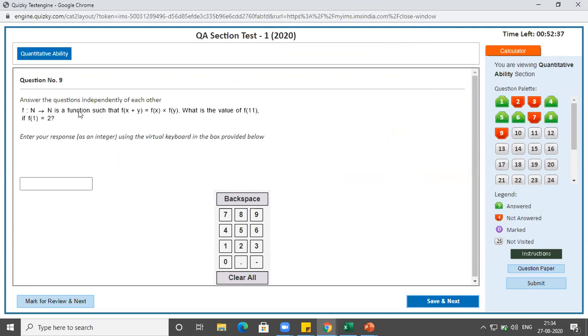Answer the questions independent of each other. N is a function of the question. What is the value of? There are not many numbers, but the logic is given such that f of x plus y is equal to f of x into f of y. What is the value of f of 11? If f of 1 is equal to 2, f of 1 is equal to 2.